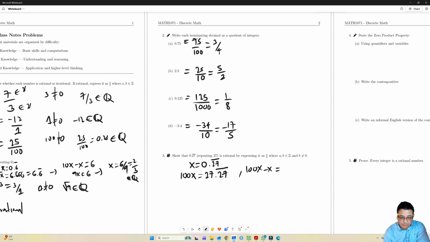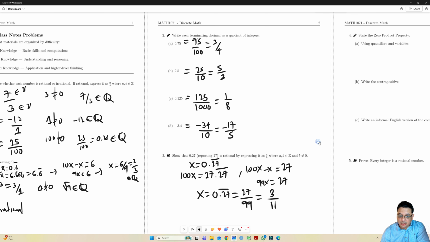And this is going to be, of course, on one side, this minus this. So it's going to give me 27. It's just going to give me the integer part. And here I'm going to get 99x. So pretty much what I'm saying now is that 0.27 repeating can be expressed as 27 over 99. I can simplify this, and this will be 3 over 11.